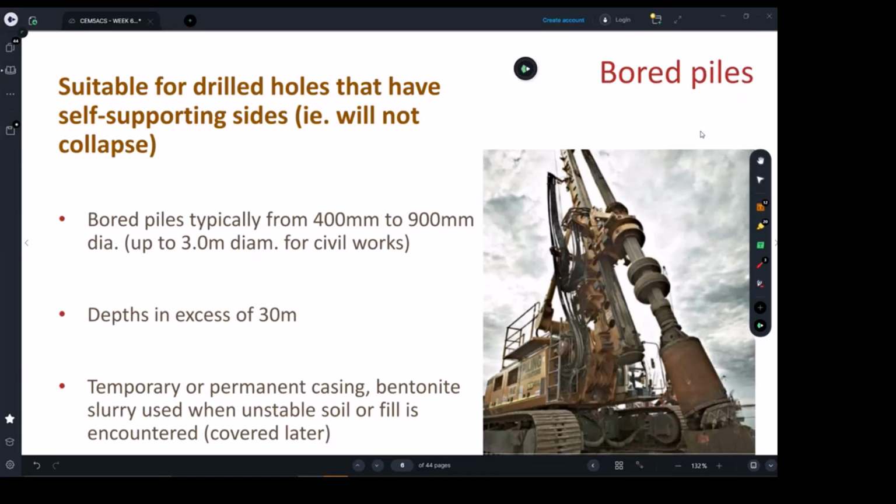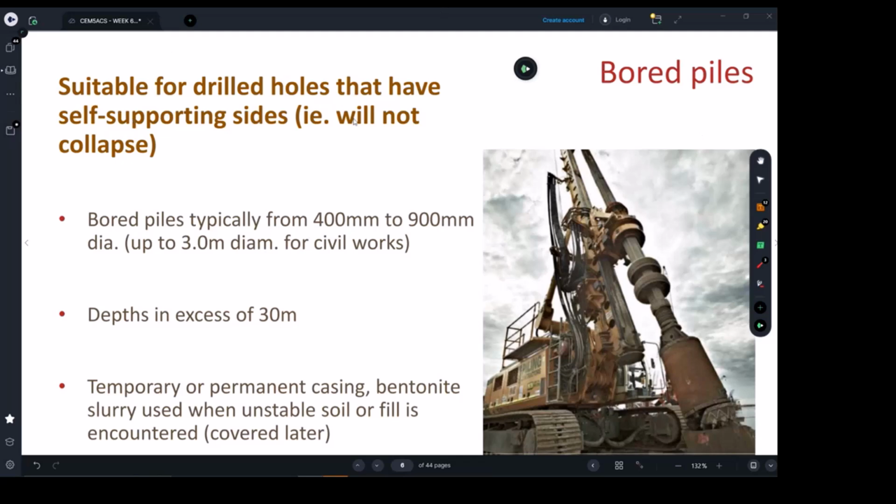Bored piles. Bored piles means what we talked about last week. You're going to be excavating a hole, then pouring your concrete. But as we said, it depends on the soil. If the soil is holding itself, then you can dig your hole, put a cage, pour the concrete. If the soil is not holding itself, then we have to use the CFA method, continuous flight auger, right?